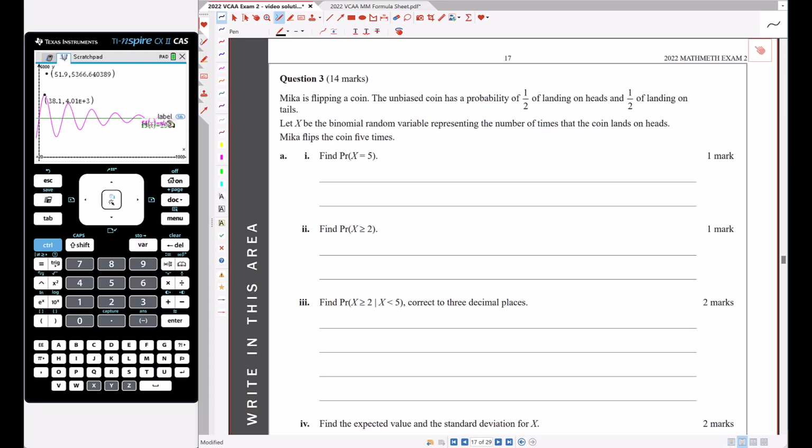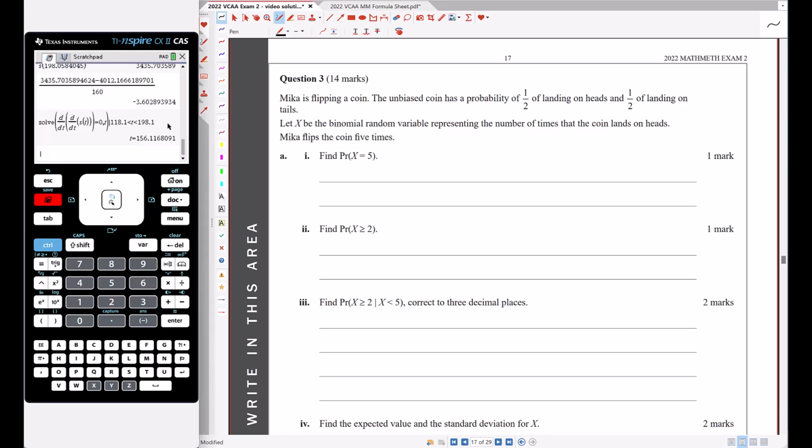Okay, question 3. I'm quite glad to be done with the foxes and rabbits. Mika is flipping a coin. The unbiased coin has a probability of 1/2 of landing on heads and 1/2 of landing on tails. Let x be the binomial random variable representing the number of times that the coin lands on heads. Mika flips the coin 5 times. Okay, so let's get rid of all of that. So we have x is defined for us. X is a binomial variable. N is 5. She flips the coin 5 times, and the probability of getting a head, which is what x represents, the number of heads, is 1/2.